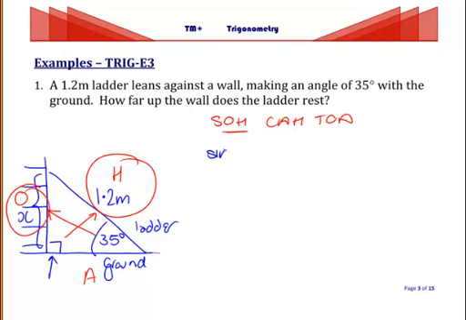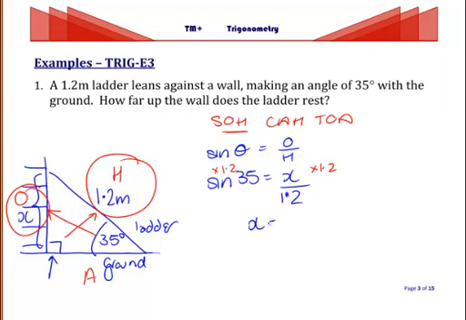So we write out our ratio, sine theta equals opposite over hypotenuse, fill in our information, sine of 35 equals the opposite, which is x, over hypotenuse, which is 1.2. We need to solve for x, so we're going to times both sides by 1.2 to get that x on its own. So that means x equals 1.2 times sine 35. Go to your calculator. Make sure your calculator is in degrees. Sometimes they get switched into radians and you get weird answers.